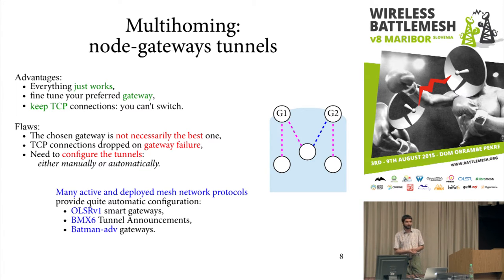So in the mesh network community, multihoming or multi-gateways is generally achieved by using tunnels between the nodes and the gateway, such that even when the route would be better to go through another gateway, your tunnel will be maintained such that your TCP connection will stay alive. And so there are many implementations. It's in OLSR version 1, also in BMX, and also in Batman.